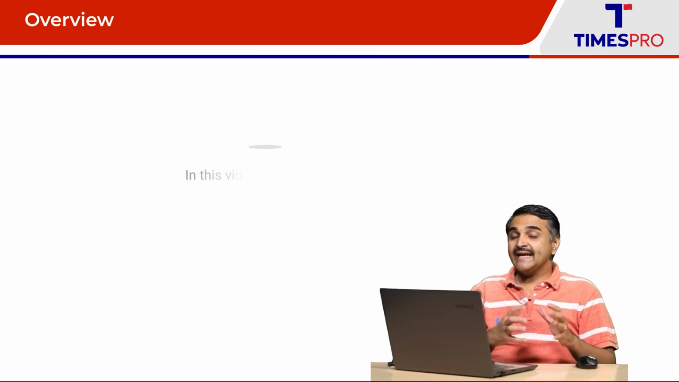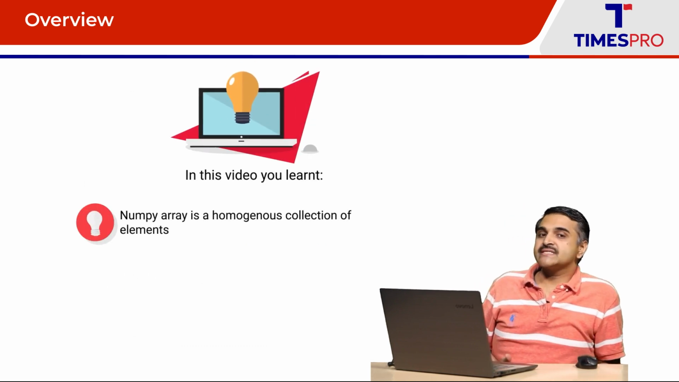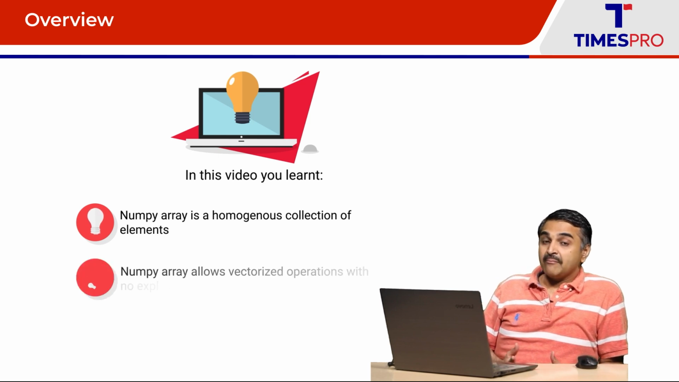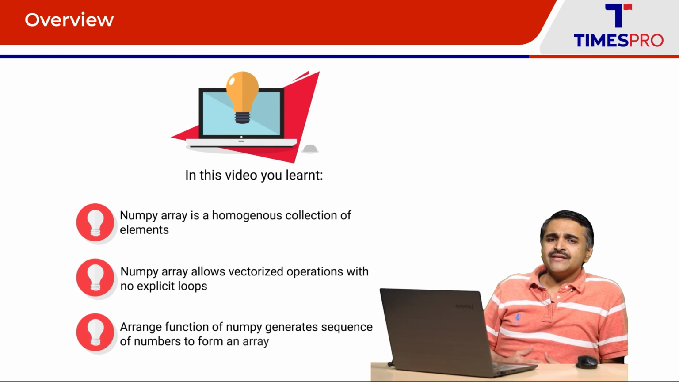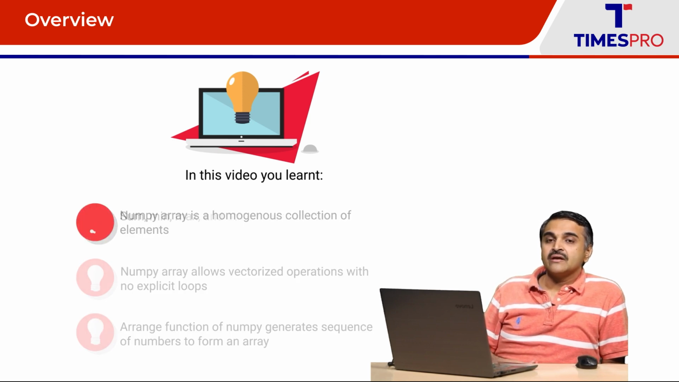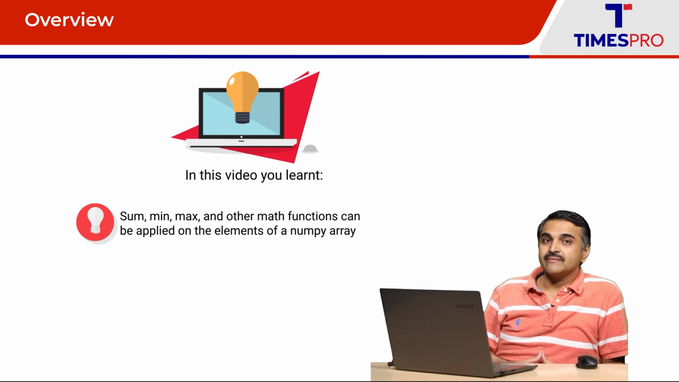You can observe all of these elements are lesser than the mean value of 20.166. So the key takeaways in this video are: a Numpy array is a homogeneous collection of elements. Numpy arrays allow vectorized operations, requiring no explicit for loops. The arange function of Numpy generates a sequence of numbers to form an array. Sum, min, max and other mathematical functions can be applied on the elements of a Numpy array.